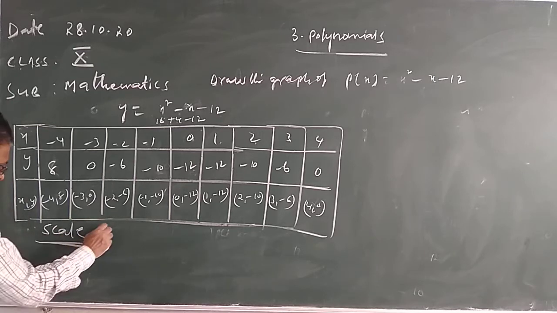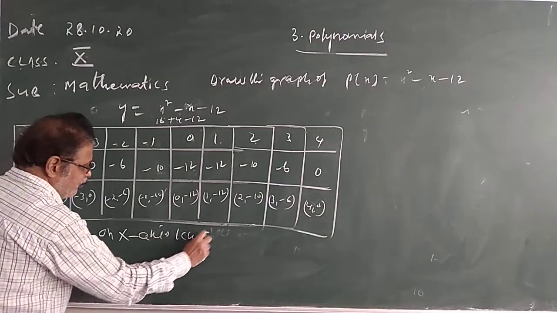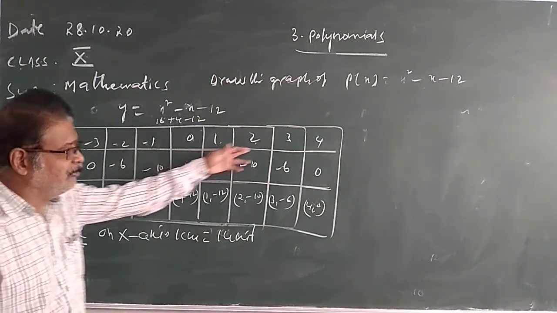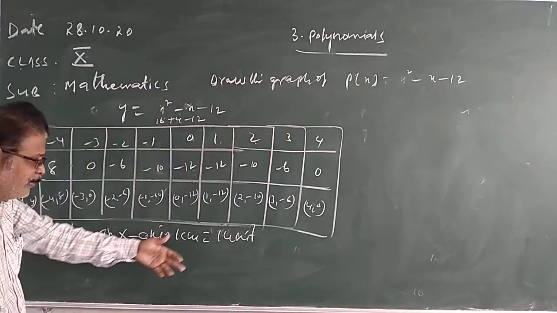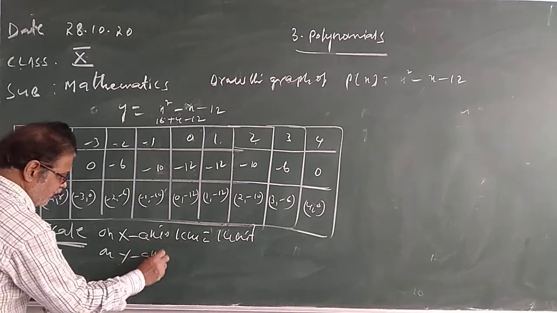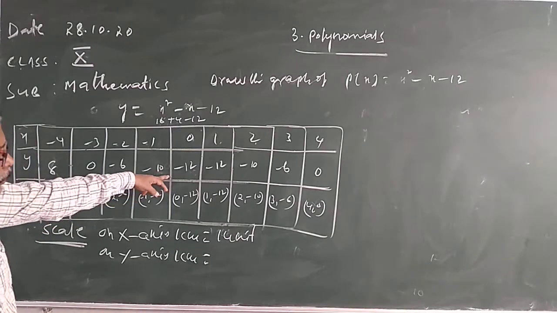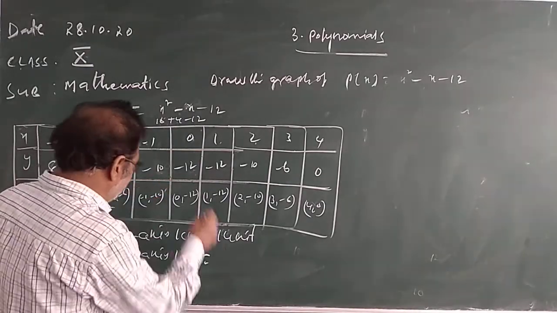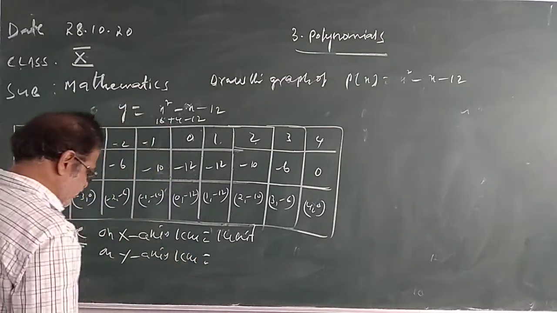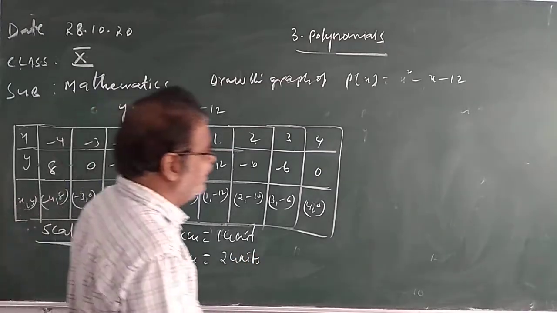You take the scale on the x axis: 1 centimeter equal to 1 unit, because you can plot easily. The x values have only 1 difference, 4 positive values and 4 negative values. On the y axis, to plot all this together, the highest value is 12. So 1 centimeter equal to 2 units, 2 difference.